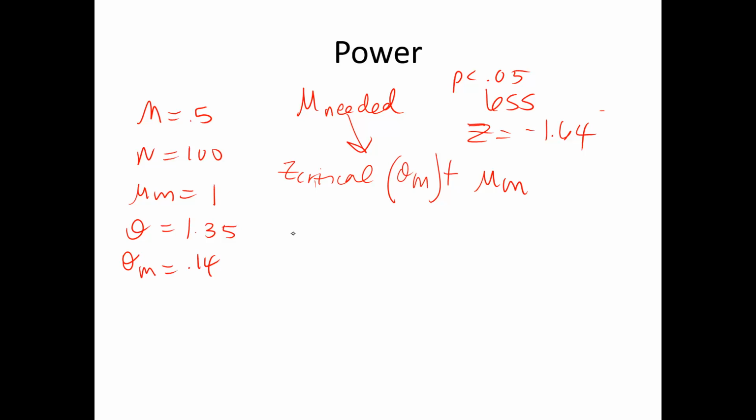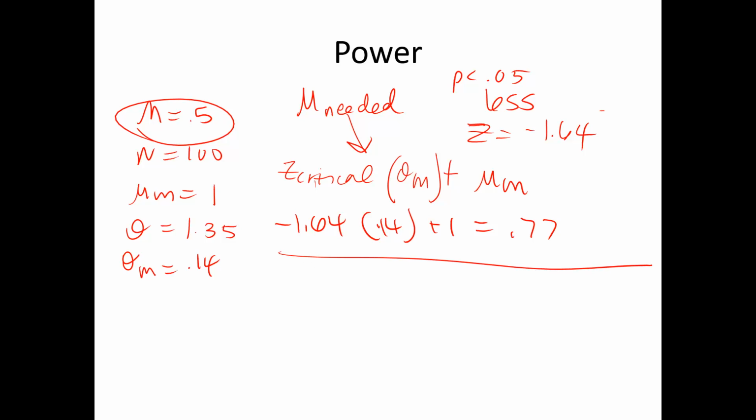So let me fill all that in. So I got negative 1.64 for less than test times 0.14 plus 1. If you do all that out, it's 0.77. So to reject the null, I needed at least a 0.77. I had a 0.5. That's why we rejected the null. Okay. So this is the mean needed. And so how much better am I doing? Okay. And so the answer might be not enough, but in this case it is.